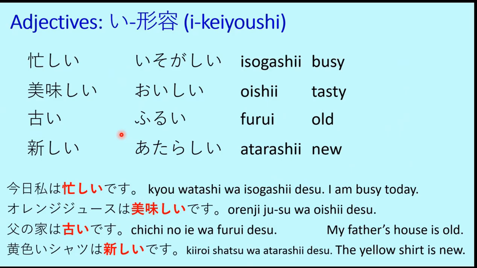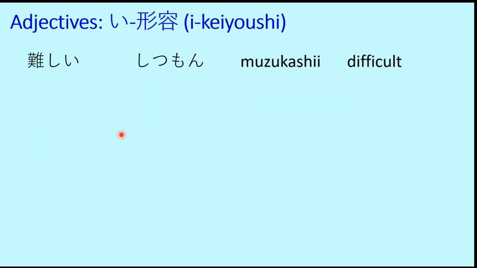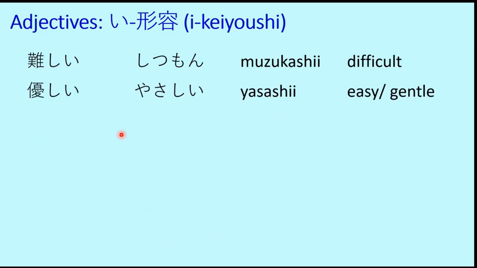So there are again two adjectives here. One is the color, one is the newness. So the yellow shirt is new, or we can say the new shirt is yellow, then it will be atarashi shatsu wa kiiroi desu. Both are valid. Muzukashi means difficult. Yasashi is easy or gentle. That means easy to deal with or an easygoing person.